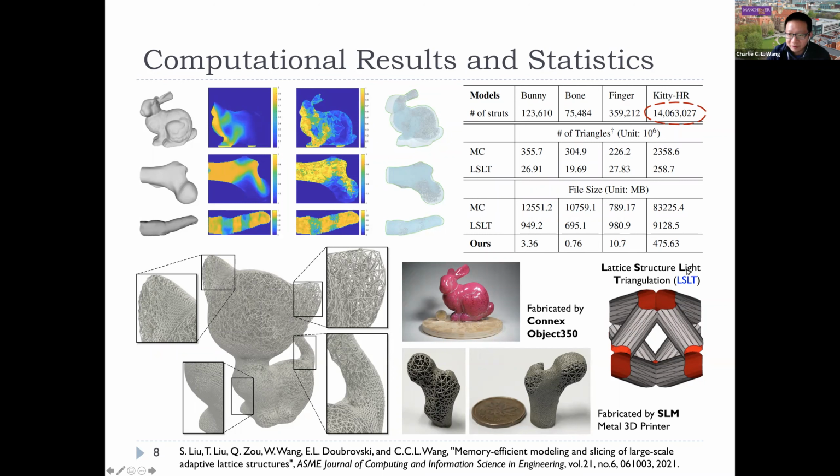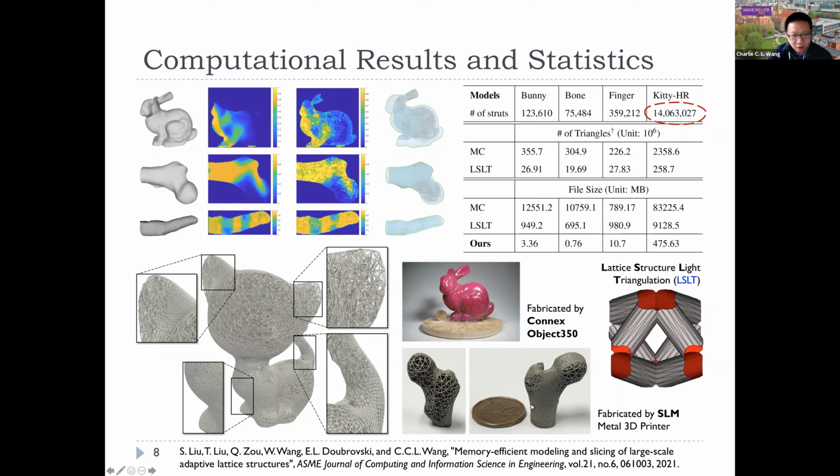And even for the light triangulation algorithm, which was recently developed in the CAD community, you can see that it still needs to consume about 9 gigabytes of memory, which is about 20 times higher compared to our method.